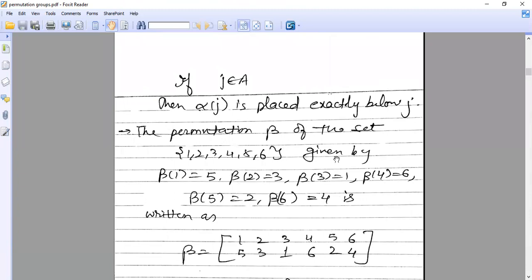Now take a permutation beta of some different set with 6 numbers 1, 2, 3, 4, 5, 6. So beta is defined like this: beta 1 is 5, beta 2 is 3, beta 3 is 1, beta 4 is 6, beta 5 is 2, beta 6 is 4. So in the array form, this will be written like this. So 1, 2, 3, 4, 5, 6, all the numbers from the set and then their images. Image of 1 was 5, so 1, 5, then 2, 3, 3, 1, then 4, 6, 5, 2, and 6, 4. So this is your permutation beta.